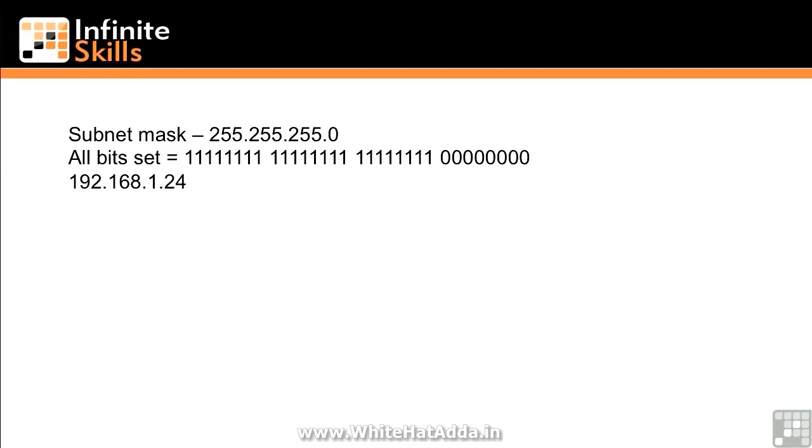So let's look at an IP address again: 192.168.1.24. If we've got a subnet mask of 255.255.255.0, which portion of that IP address is for the network and which part is for the host? Since all of the bits are set in the first 3 octets, that means all 3 of those octets are for the network. That leaves the 4th octet for the host.